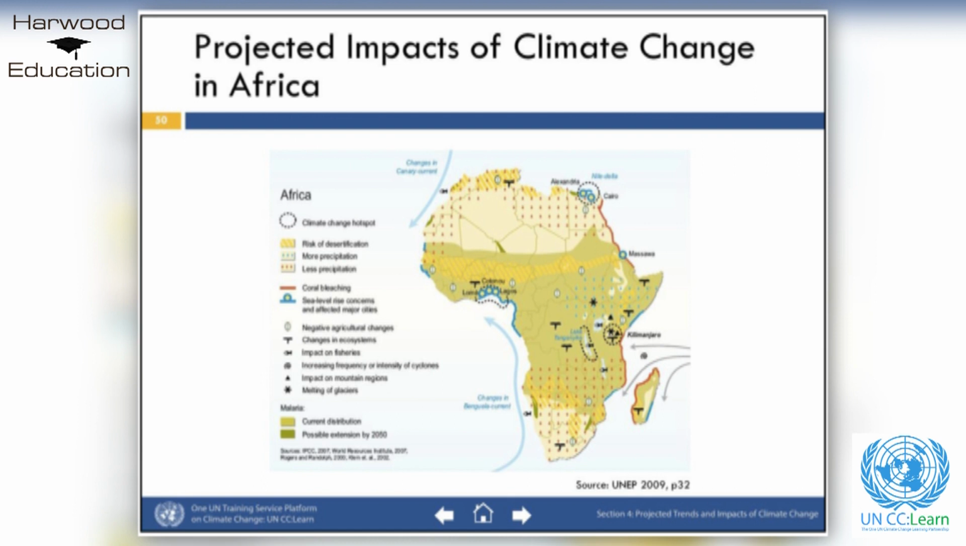Already by 2020, between 75 million and 250 million people will be exposed to increased water stress due to climate change. Agricultural production, including access to food, is projected to be severely compromised. In some countries, yields from rain-fed agriculture could be reduced by up to 50%. Sea level rise will affect major cities in low-lying coastal areas such as Alexandria, Cairo, Lomé, Cotonou, Lagos and Massawa.